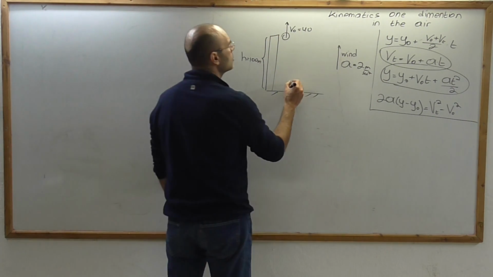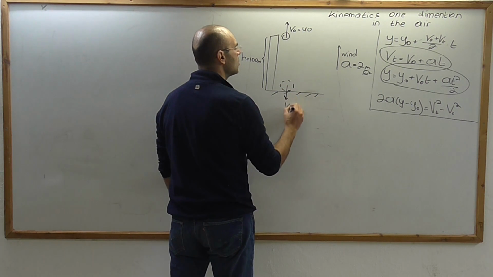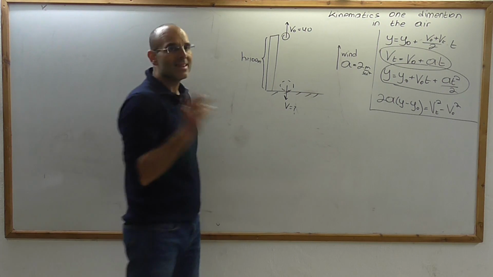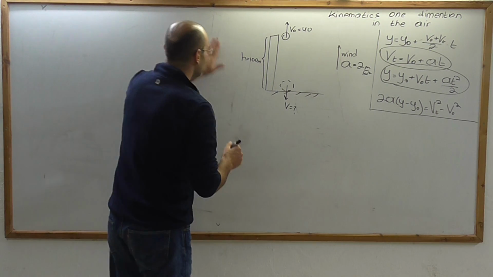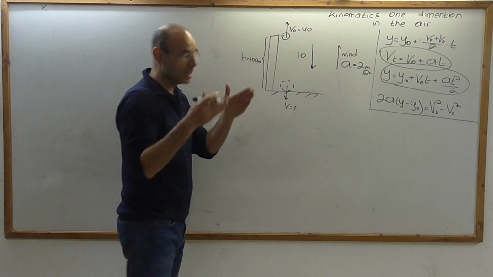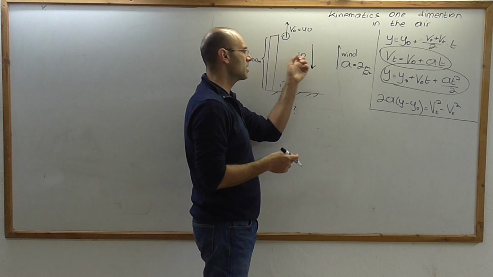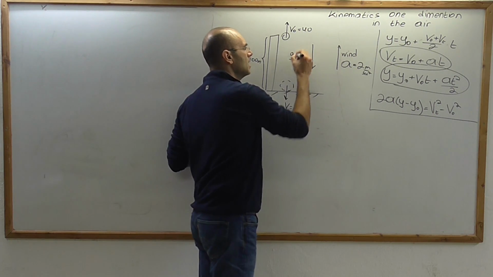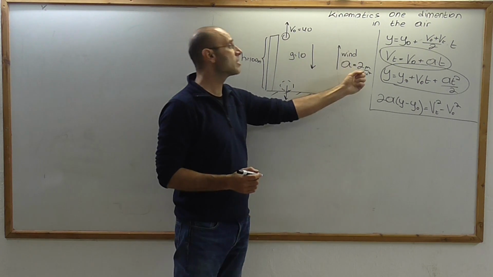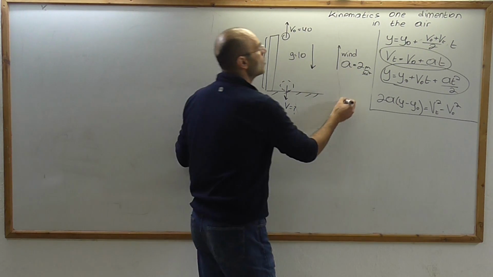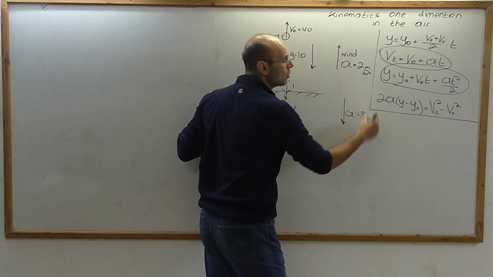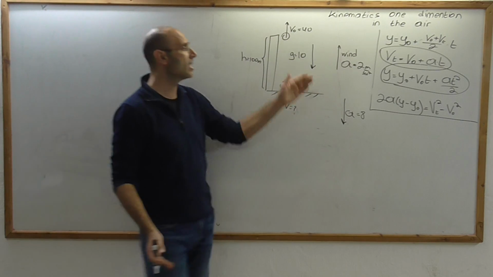I want to know what velocity it's going to have when it meets the ground and how much time it takes. The idea is that we know the Earth is pulling it with an acceleration of 10, but the wind tries to move it up with an acceleration of 2. So what we do is we say that the acceleration will be 8 downwards. Instead of 10, it will be 8.